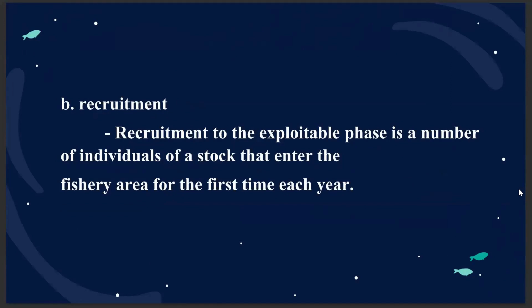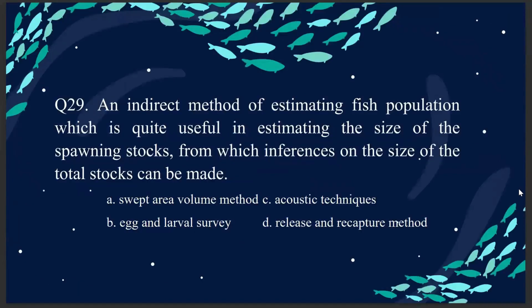Recruitment to the exploitable phase is the number of individuals of a stock that enter a fishery area for the first time each year.